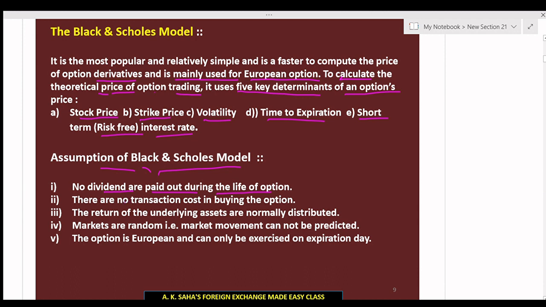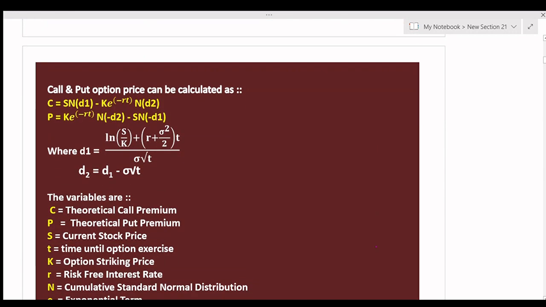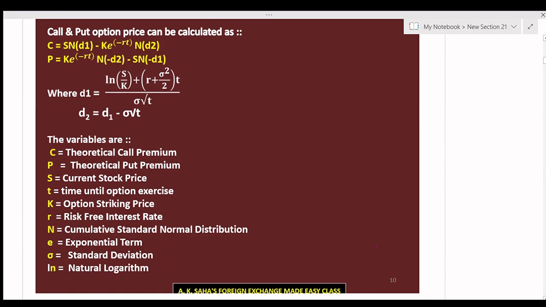There are no transaction costs in buying the option. The returns of the underlying assets are normally distributed. Markets are random, that is, market movement cannot be predicted. The option is European and can only be exercised at expiration date. Call and put option prices can be calculated from the formula given.